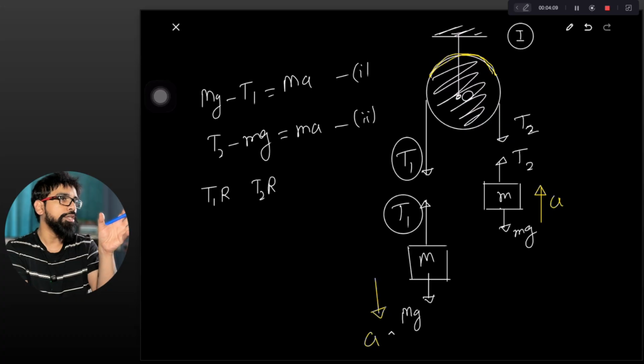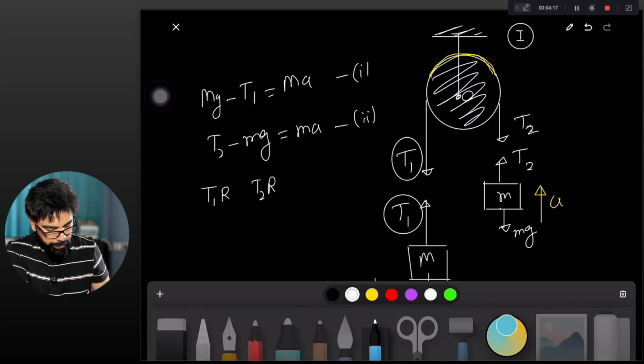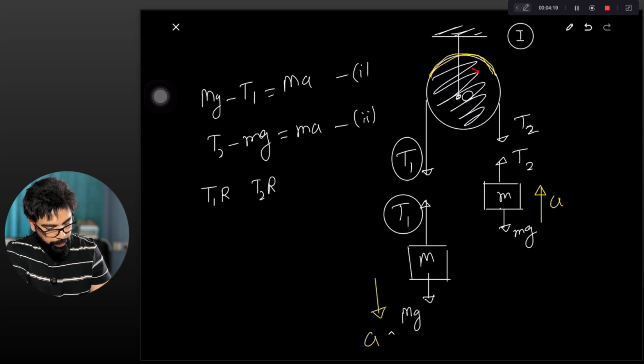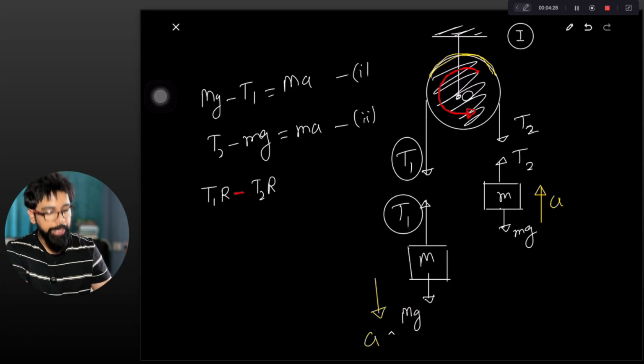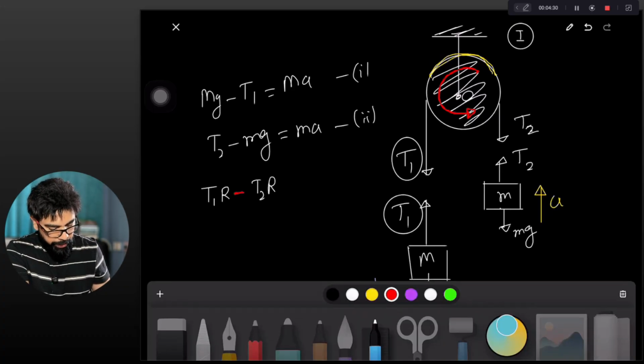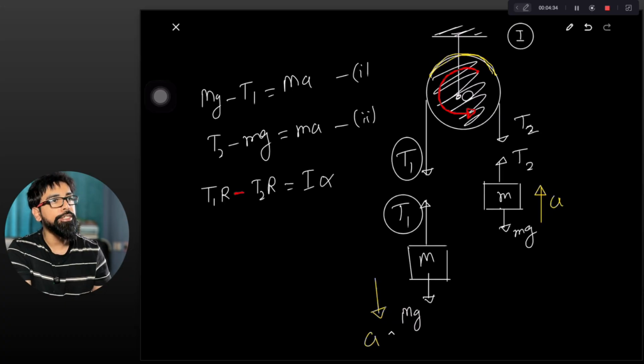Because this block is descending downward on the left hand side, that means capital M is heavier. So this means the pulley must rotate in what direction? It must rotate in the anti-clockwise direction. So this means T1R should be more than T2R. This is the unbalanced torque. And unbalanced torque is equal to what? Unbalanced torque is equal to I alpha.